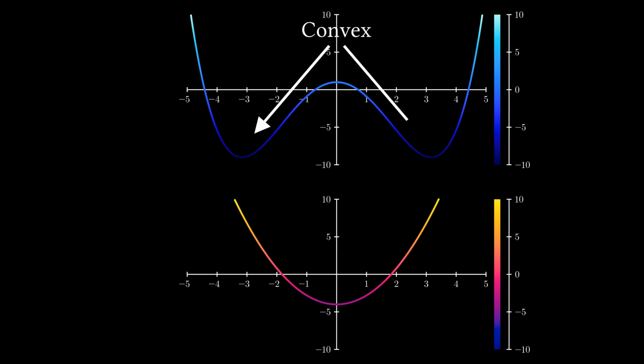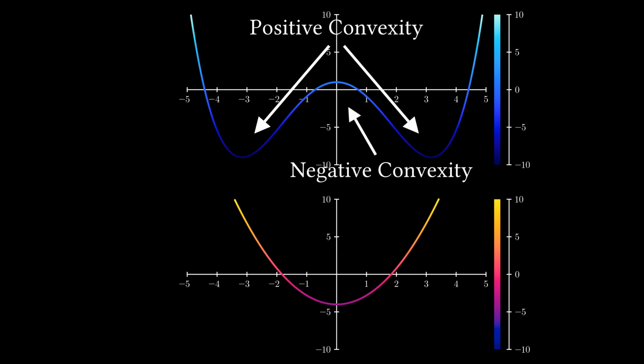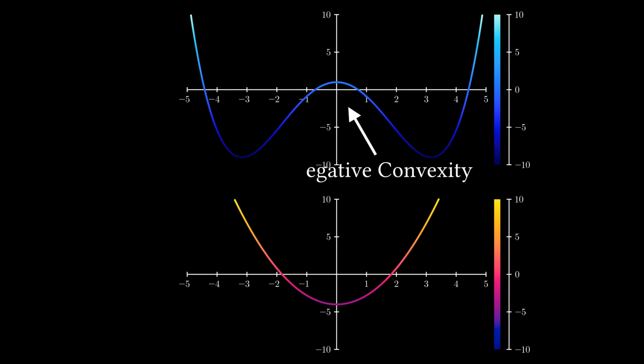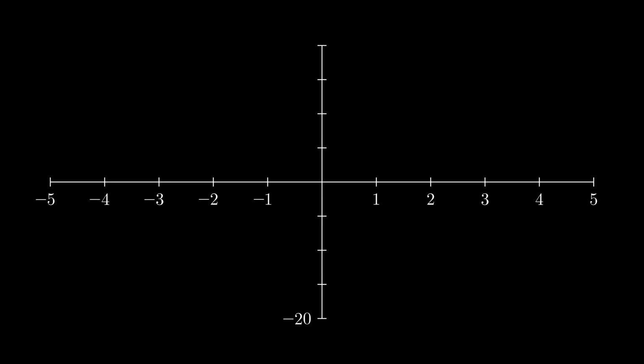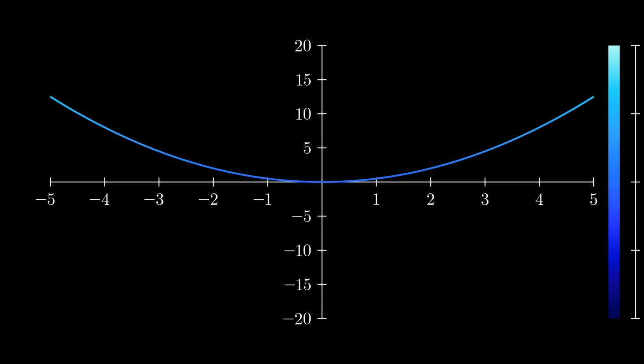While mathematicians use the terms convex and concave to describe the curvature of a function, in finance, curvature is typically referred to as either positive convexity or negative convexity, and the word concave isn't typically used. Since convexity is an important concept in finance, including option Greeks, let's take a minute to wrap our heads around exactly what convexity is and what it tells us about a function.